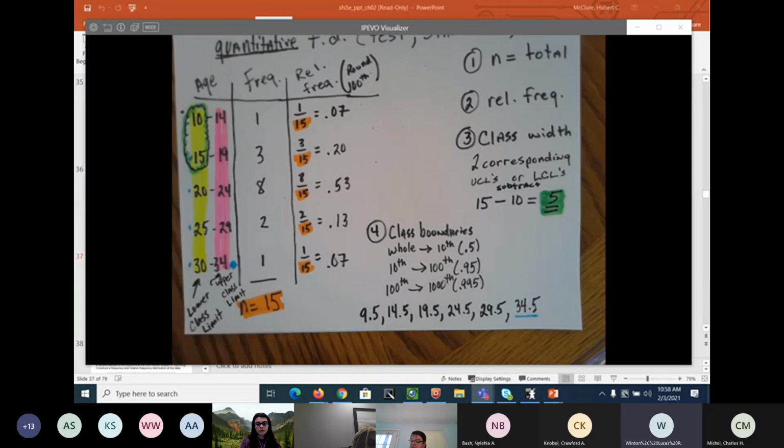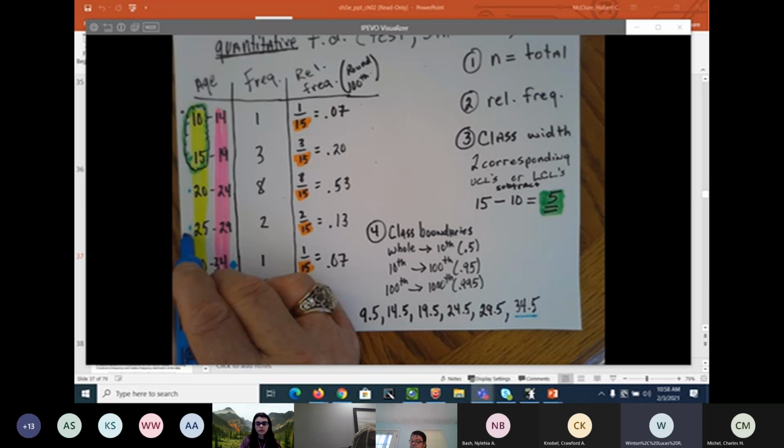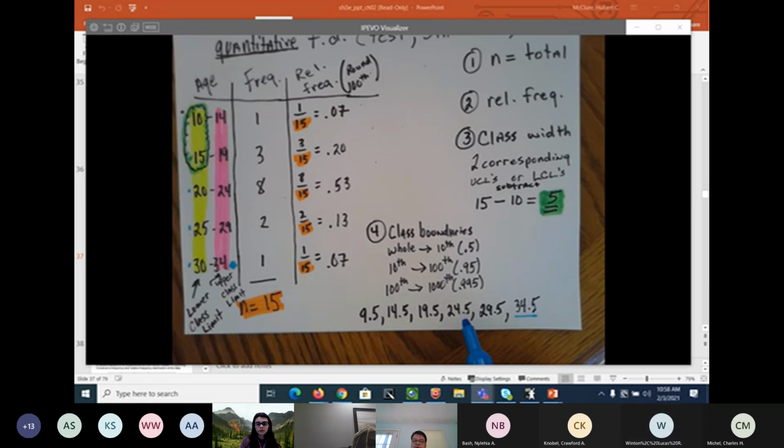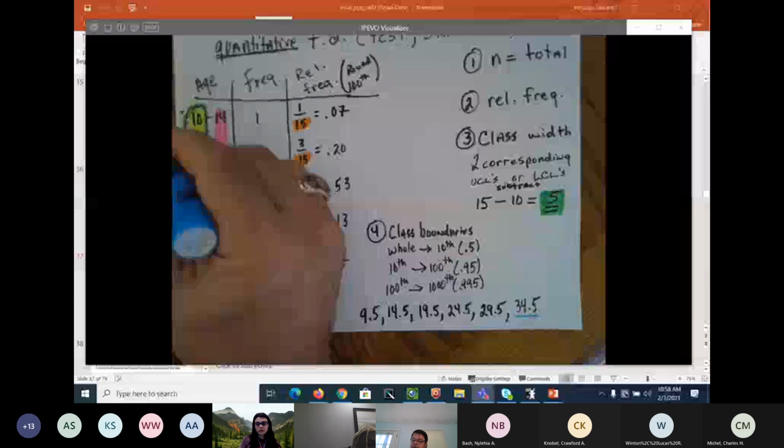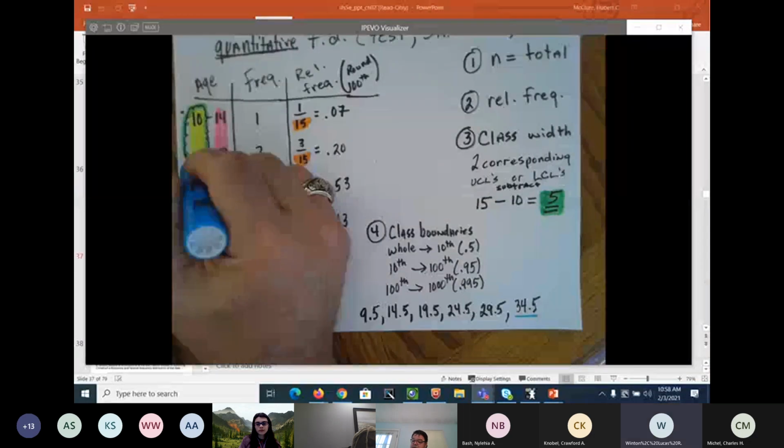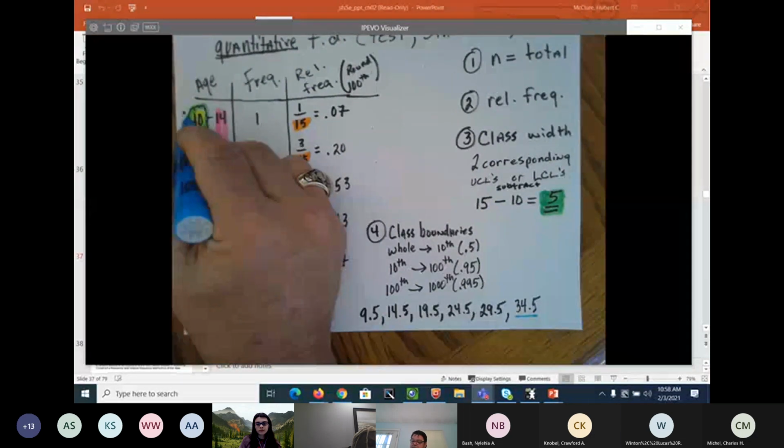19.5. What number comes before 25? 24.5. What number comes before 30? 29.5. And that's what the class boundaries are. The number that comes before these numbers right here. I got the dot right here. That's what those represent. Now, again, how did I get them?